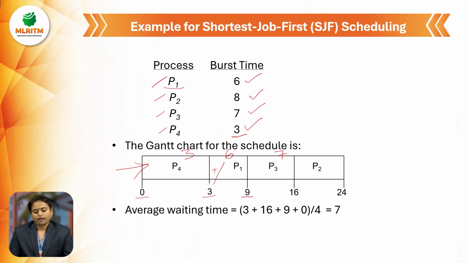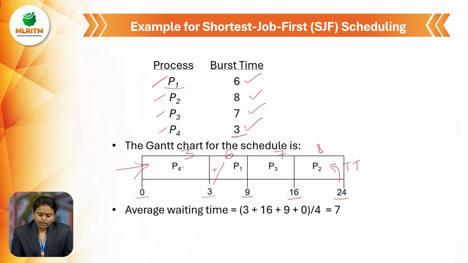Next remaining is process 2, which has a burst time of 8. Then process 2 enters into the CPU with a waiting time of 16, that is 9 plus 7, 16. And the burst time is 8. So 16 plus 8 is 24. That is the turnaround time, TT, of P2. And 16 is the turnaround time of P3, 9 is the turnaround time of P1, and 3 is the turnaround time of P4.